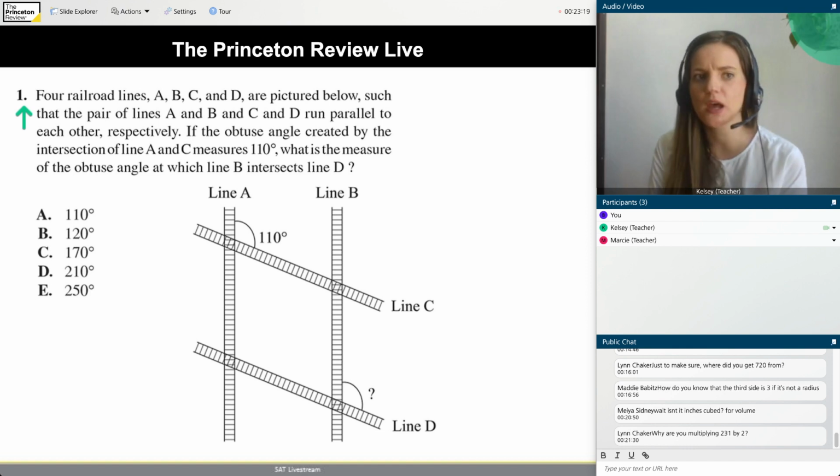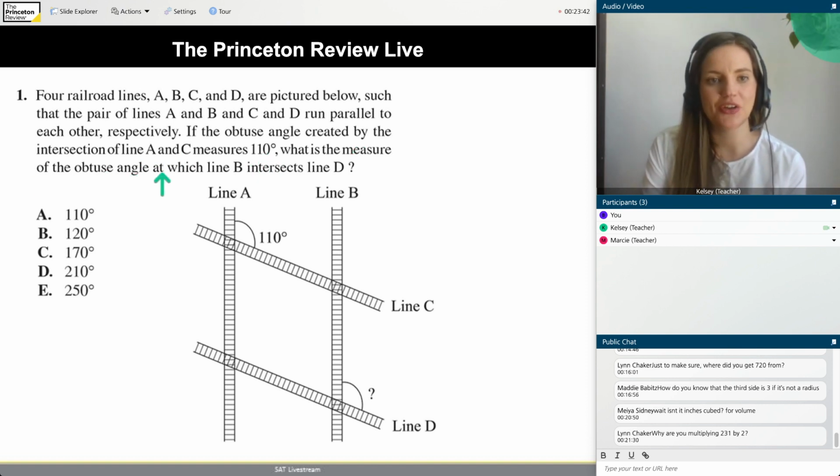So this one's got 4 railroad lines, A, B, C, and D, and they're pictured below such that the pair of lines A and B and C and D run parallel to each other respectively. So if the obtuse angle, see, it's another vocabulary lesson, created by the intersection of line A and C measures 110 degrees, what is the measure of the obtuse angle at which line B intersects line D?